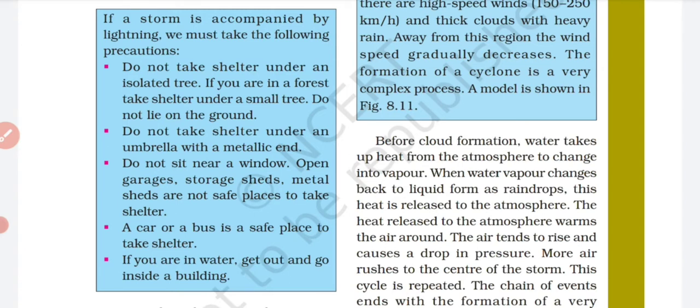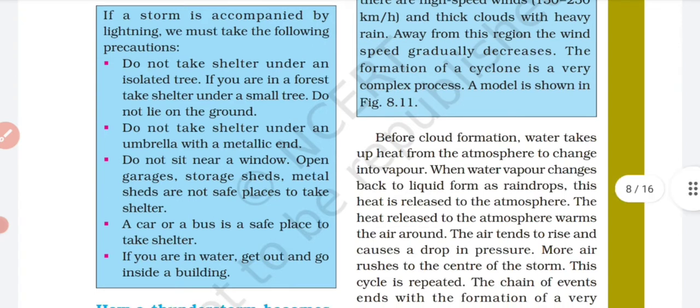Second thing, do not take shelter under an umbrella with a metallic handle. That means if you have an umbrella, don't try to take shelter under an umbrella which has a metallic handle. If the handle of the umbrella is made of metal, don't take shelter under this umbrella. Second, do not sit near the window.